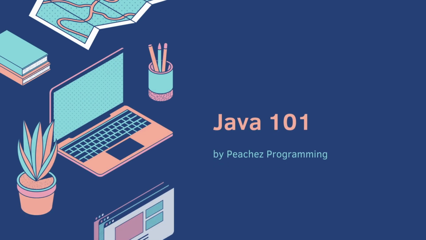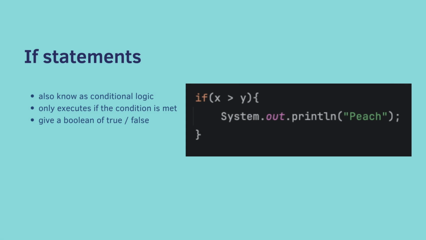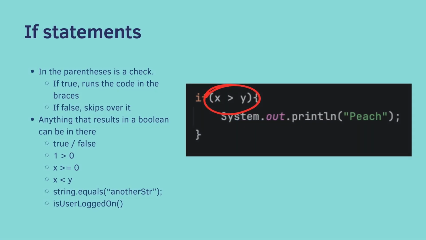Welcome back. Let's cover if statements. Also known as conditional logic, it only executes if the condition is met. So you have to give it a Boolean of true or false. It looks like this. You have an if, parentheses, open and close curly braces, and then your conditional logic goes in between. In the parentheses is a check. So if true, it runs the code in the braces. If false, then Java just skips over it.